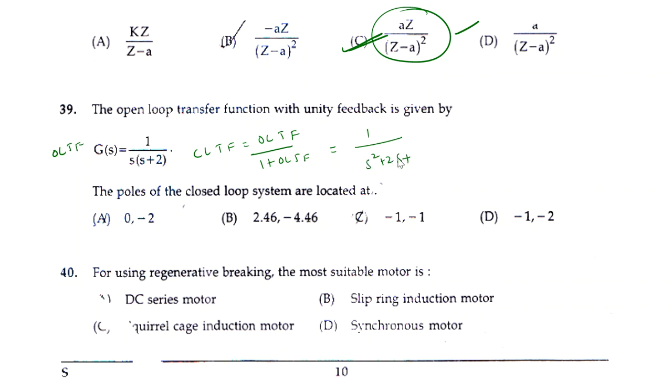I'm talking about poles here, so some x value divided by this, and x will be 1. So if you solve s square plus 2s plus 1 equal to 0, there are two poles, -1 and -1. So this will be the answer here. Check it once. The answer will be C here.